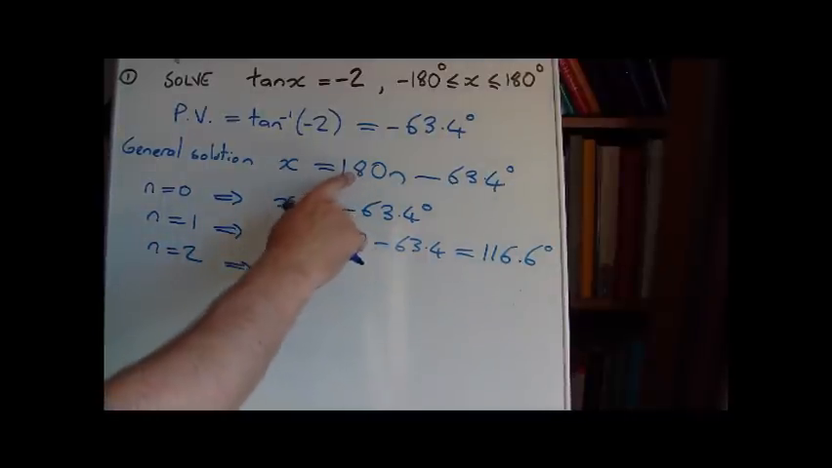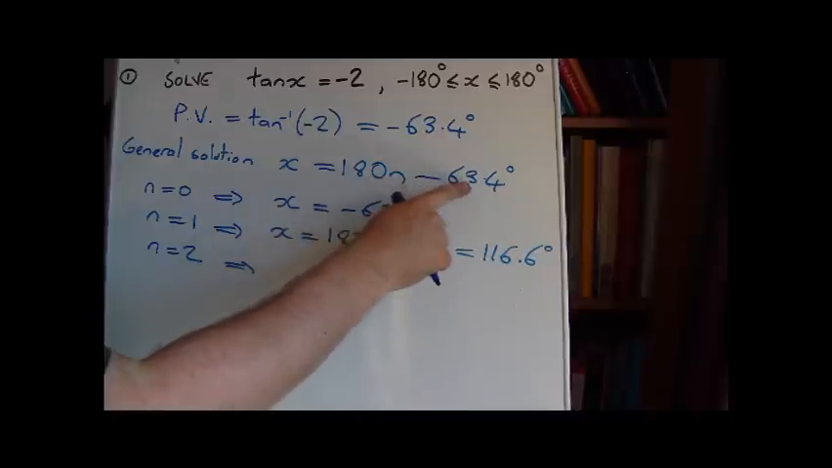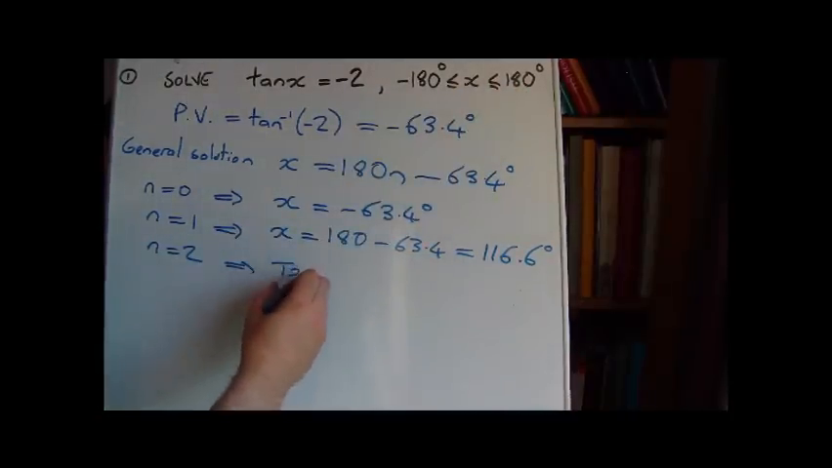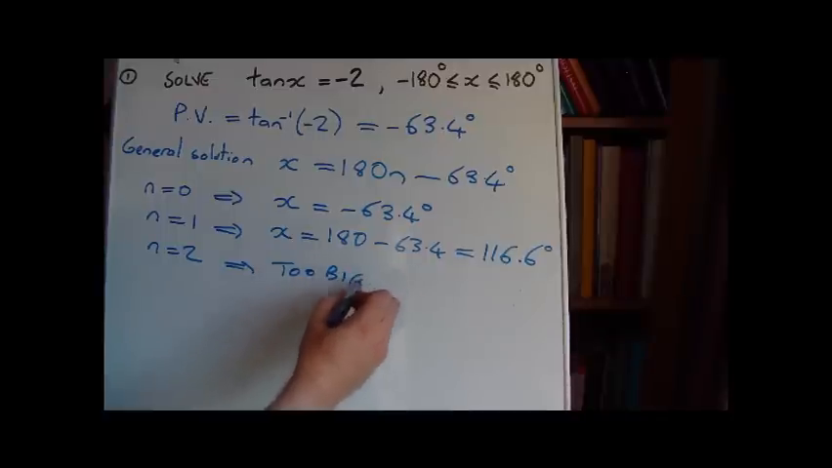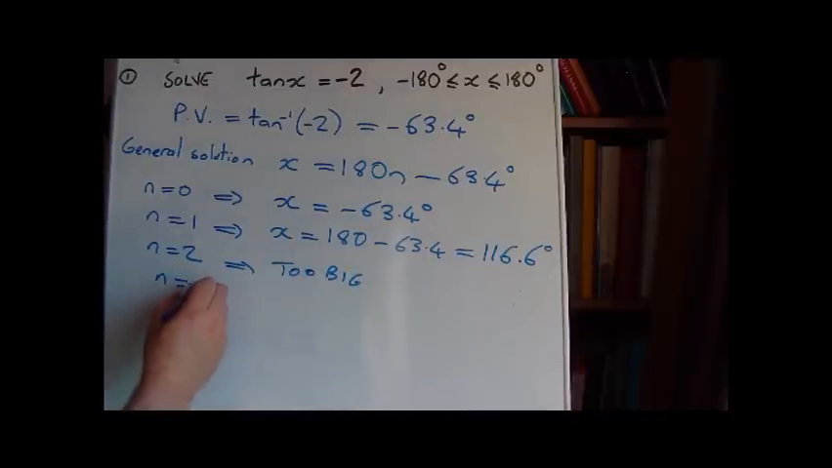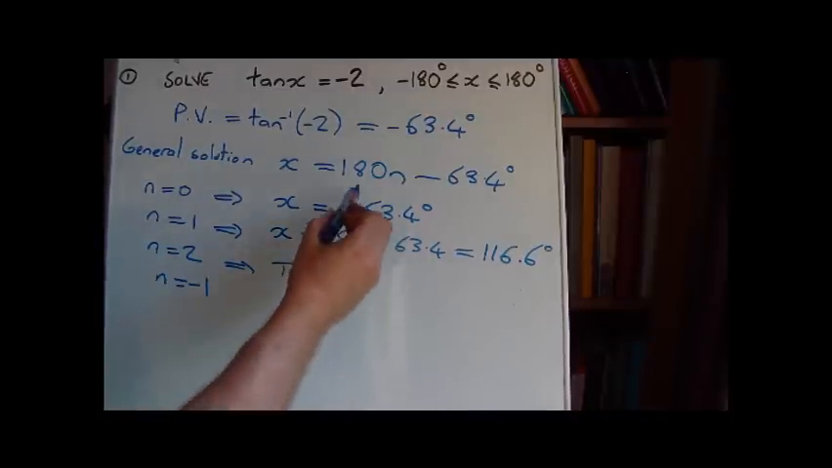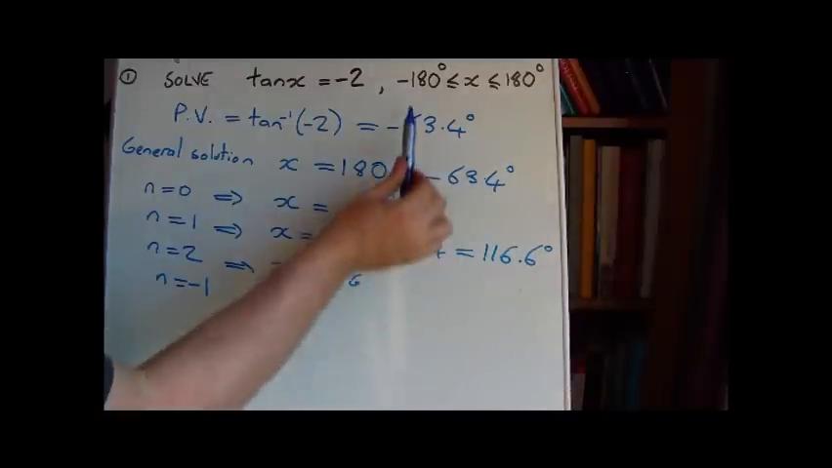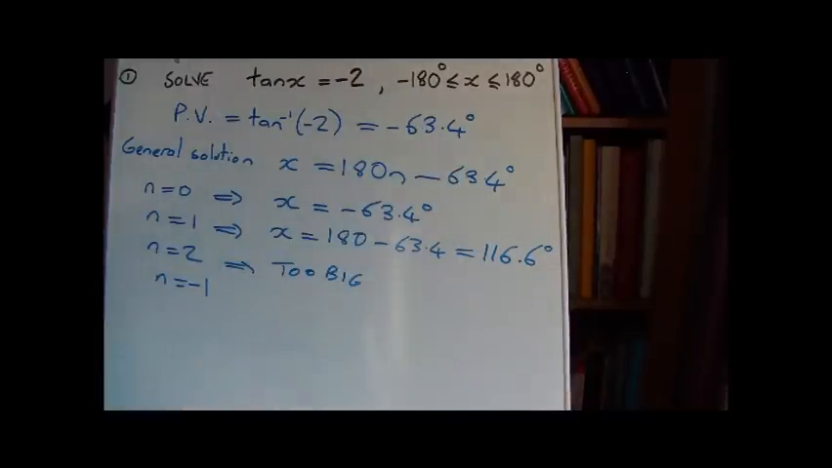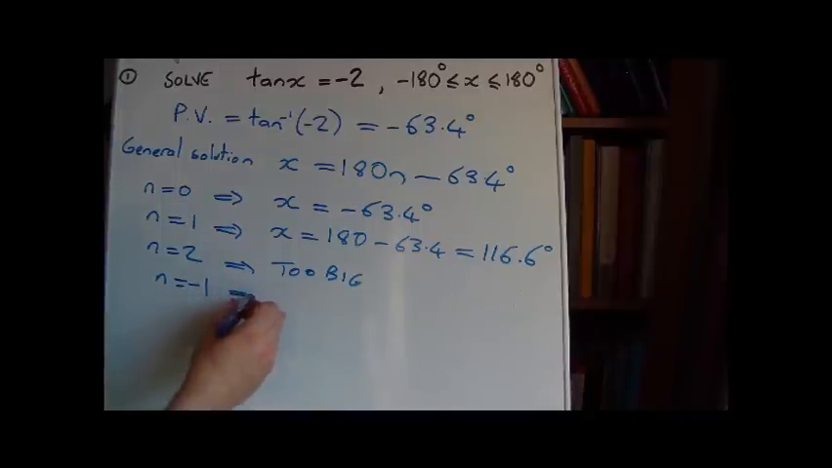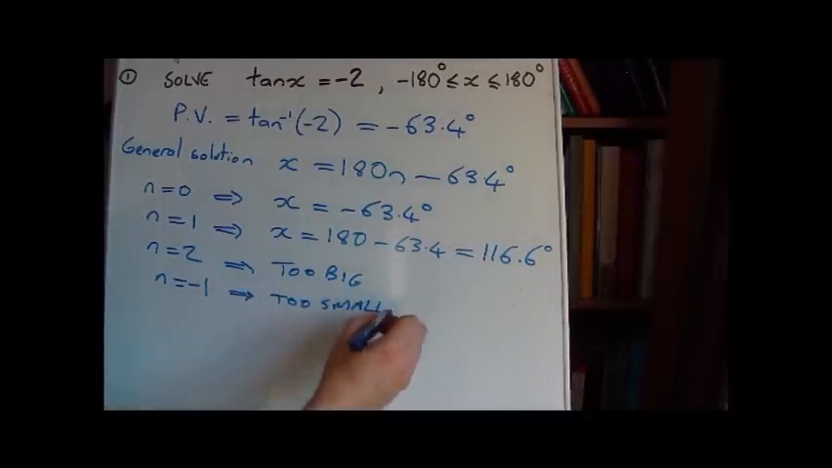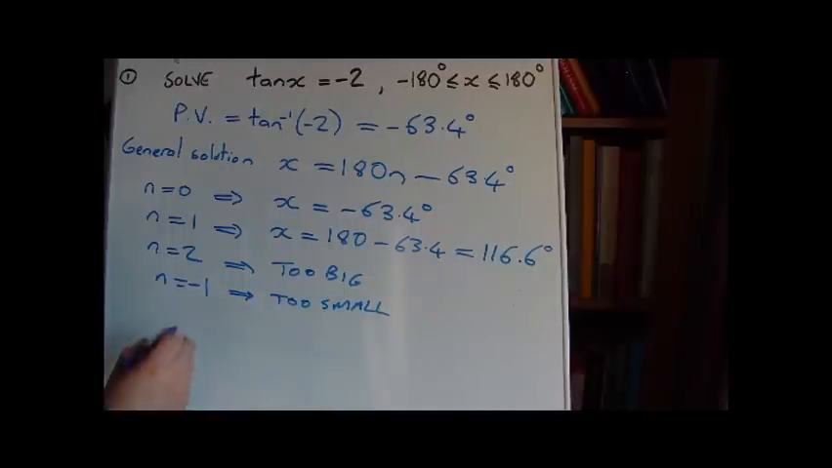If we try n equals 2, that's going to give me 360 minus 63.4. That's too big. It's beyond the upper limit. Likewise, if we try -1, that will give me minus 180 minus 63.4. That's smaller than the lower limit of the interval. So in that case, we don't need to work anything out either. It's too small. So we've got a complete set of solutions here.